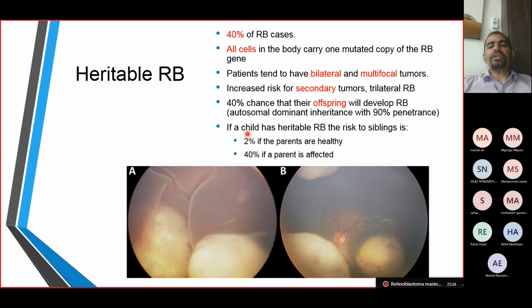So if a patient comes with a bilateral retinoblastoma and the parents ask you, can we have another baby? What is the incidence of developing retinoblastoma in the second child? If the parents are affected, as we mentioned, the chance is 40% because it's inherited from the father or the mother. If the parents are healthy, then usually this infant developed a mutation in the germline, but this mutation is not inherited from the father or the mother. So the risk of having a retinoblastoma in another offspring is extremely low, 2%.